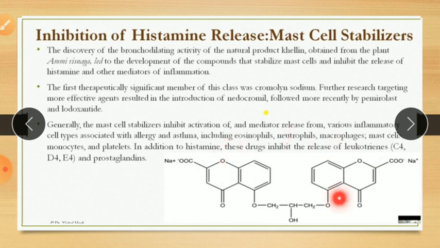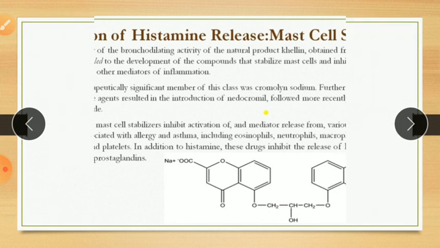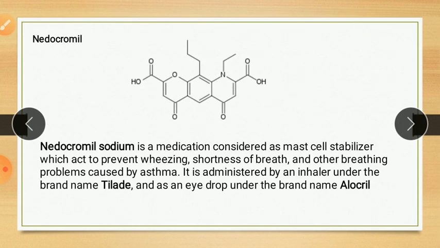This is the structure of cromolyn sodium, a mast cell stabilizer. Second example is nedocromil. This is the structure of nedocromil. It is a medication considered a mast cell stabilizer, which acts to prevent wheezing, shortness of breath, and other breathing problems caused by asthma. It is administered by an inhaler under the brand name Tilade and as an eye drop under the brand name Alocril. So these are the mast cell stabilizers.